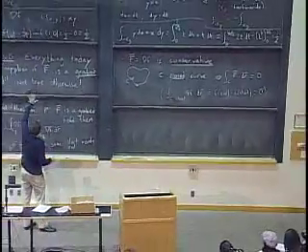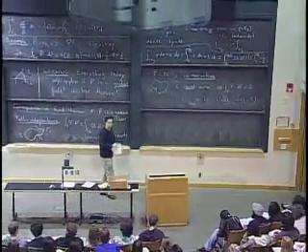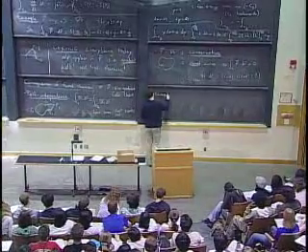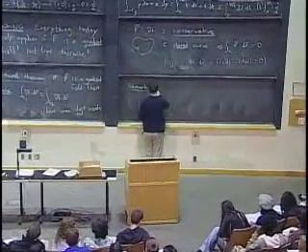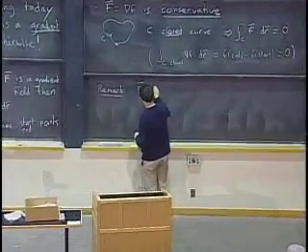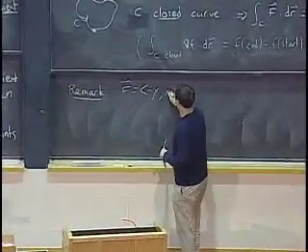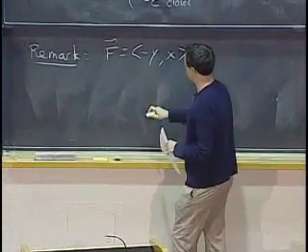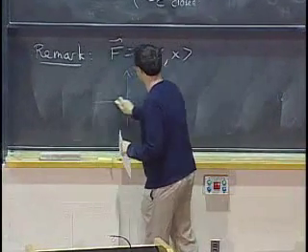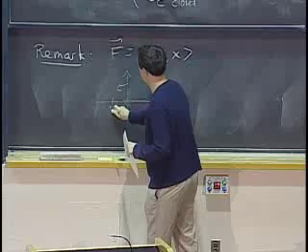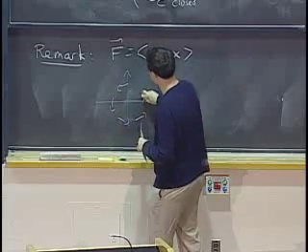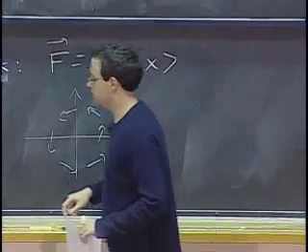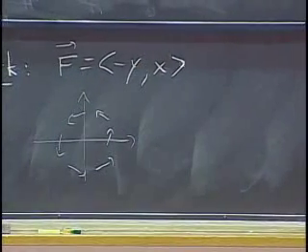So just to reinforce my warning that not every field is a gradient field, let's look again at our favorite vector field from yesterday. Our favorite vector field yesterday was negative y and x. It's a vector field that just rotates around the origin counterclockwise.